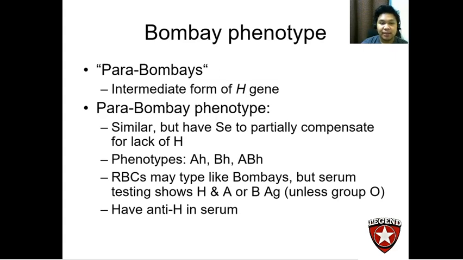We also have what we call the parabombay, which is an intermediate form of the capital H gene. The parabombay phenotype is similar to the Bombay phenotype, but the patients have a capital C allele to partially compensate for the lack of capital H. So the phenotypes could be A small h, B small h, or AB small h. RBCs may type like Bombays, but serum testing shows the presence of H and A or B antigen, unless they are of the group O type. They may also have the anti-H in serum.